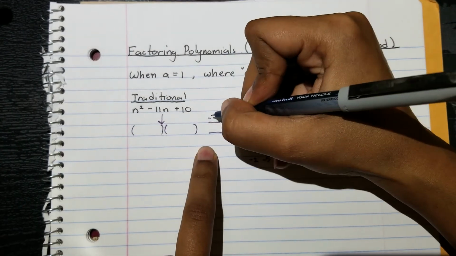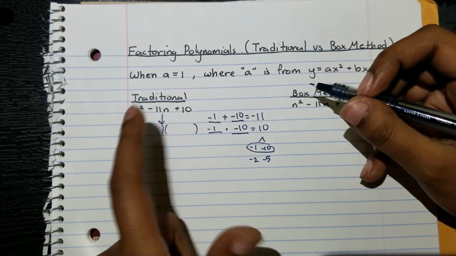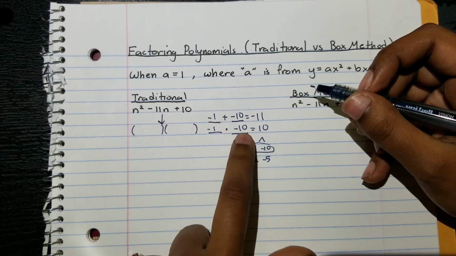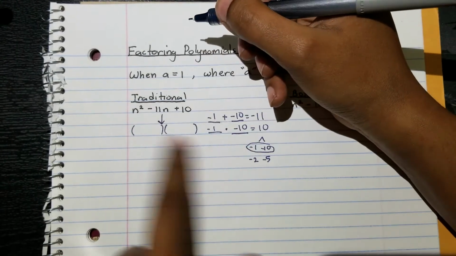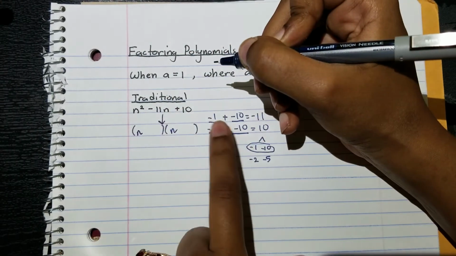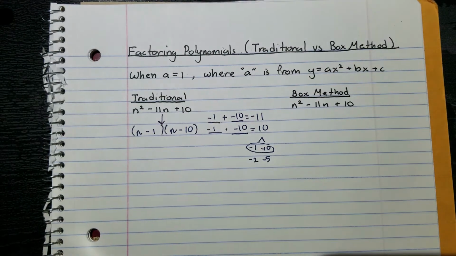So you put negative 1, negative 10, and just do a little check. Negative 1 plus negative 10, that is negative 11. Negative 1 times negative 10, that is positive 10. So what you're going to write here is you're going to use the same variable, and for both of them, you're going to write minus 1 and then minus 10. And that's pretty much it. That's how you factor using the traditional method.